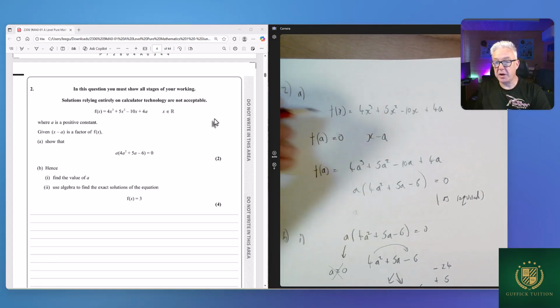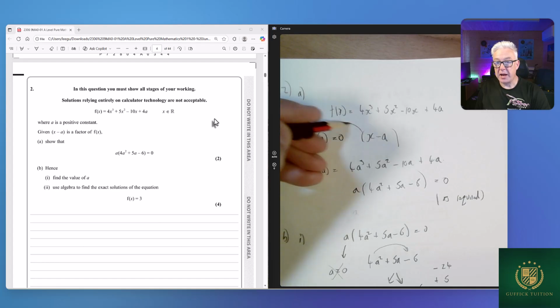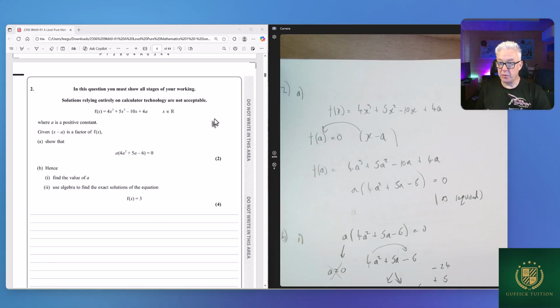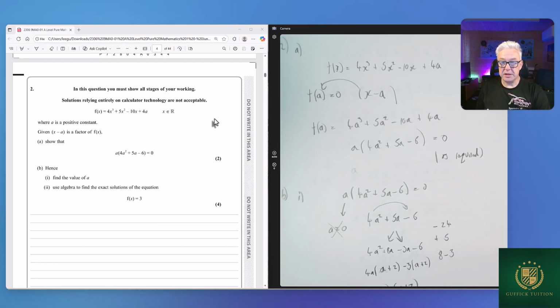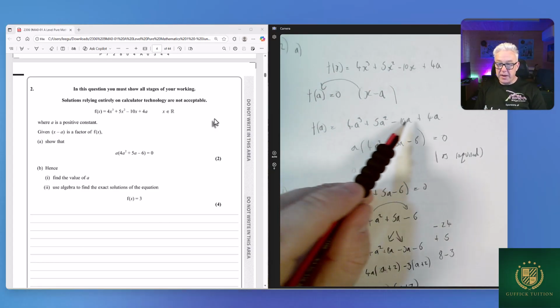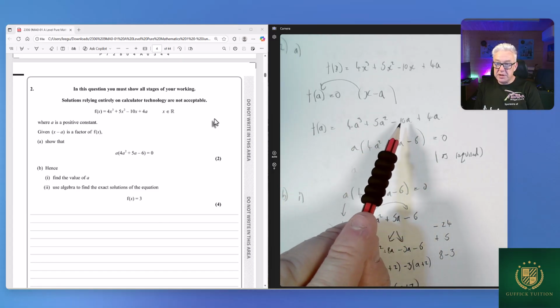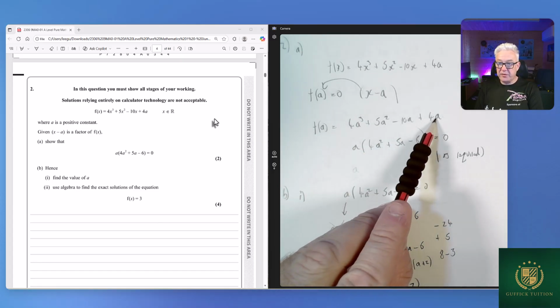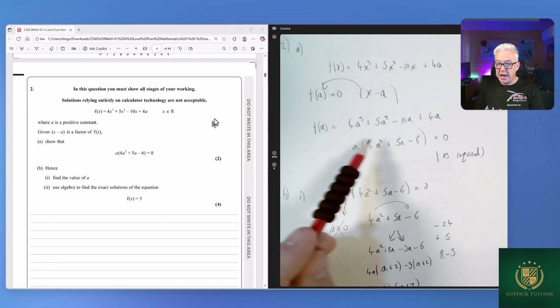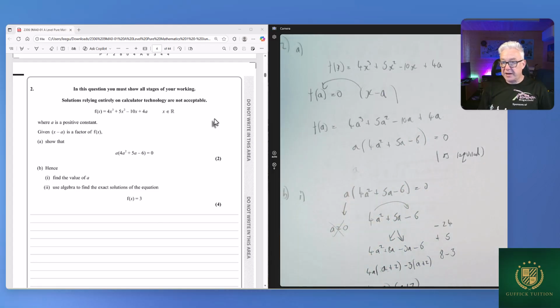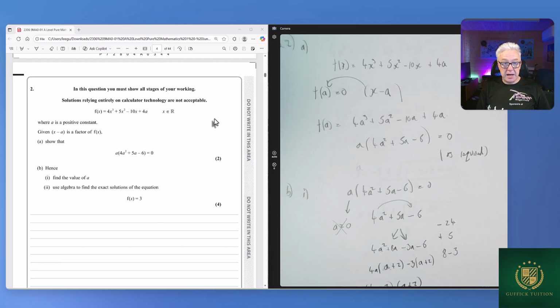Okay, so step 1 is if x minus a is a factor, then that means that f of a is going to equal 0. So our first step in this particular question is to put in here f of a and get an expression. So when we put a in there, this is the expression we get. Now from here you'll notice that minus 10a plus 4a is going to be minus 6a, and we can factorise out a factor of a. And that's it done, because that is what we're required to prove. So that's our first part done of the question, which is quite nice.